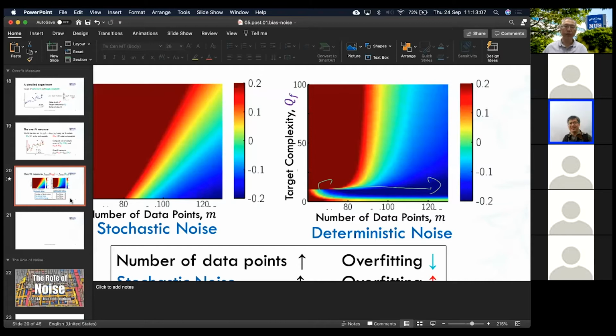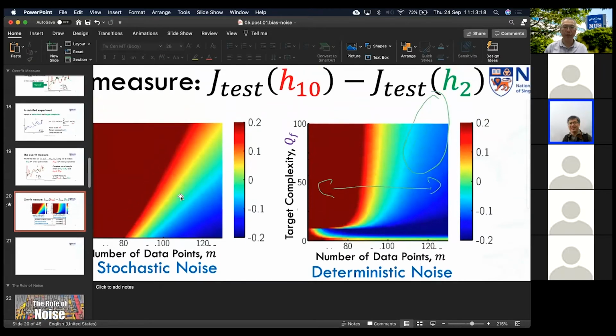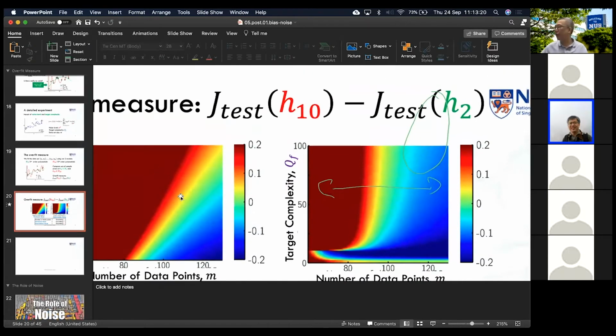And that's when you can see in this blue region on the right side of the graph, an H10 classifier is going to work better than an H2 classifier, because again, this is the overfit measure. This is how we're defining the fit, based on the difference between the test error on H10 versus H2. So does that clear up what's going on in this graph on the right?